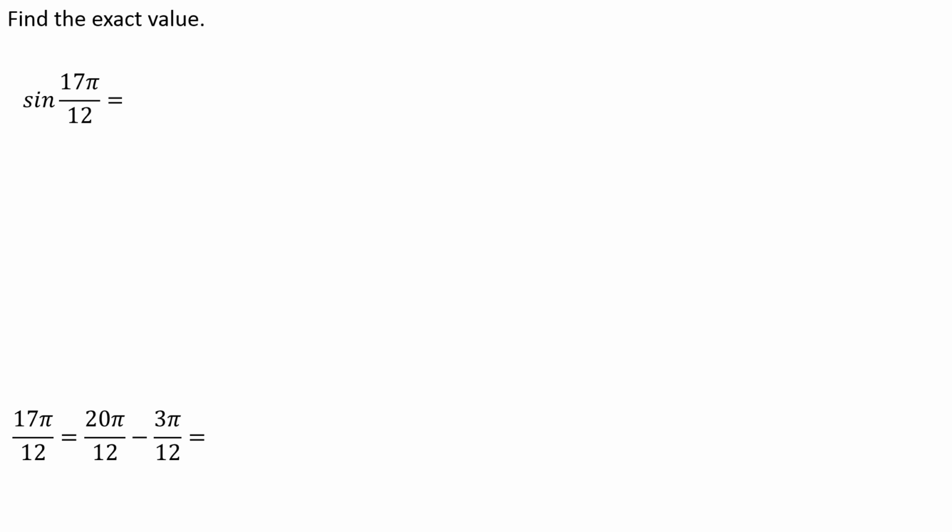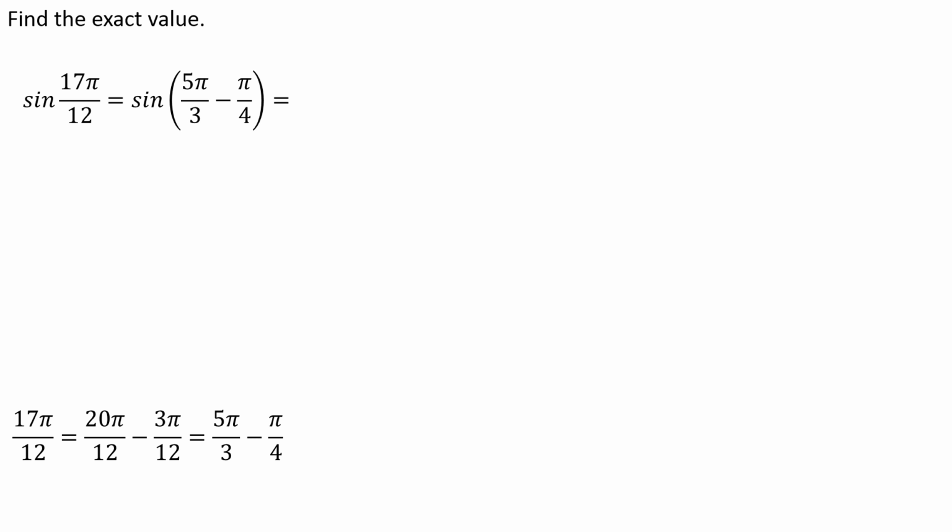Now, do those fractions reduce into something useful? Well, 20 over 12 is 5 over 3. 3 over 12 is 1 over 4. Hey, 5 pi over 3, sure enough, that's on our unit circle. Pi over 4, that's on our unit circle. So we're actually looking at sine of 5 pi over 3, subtract pi over 4.